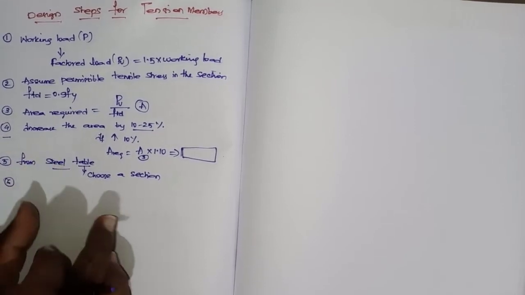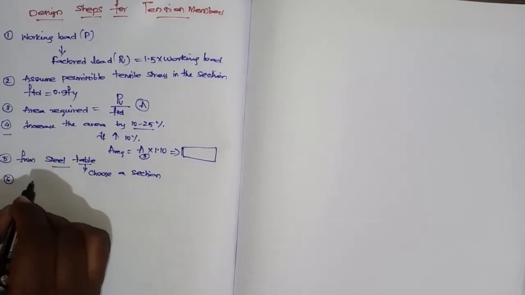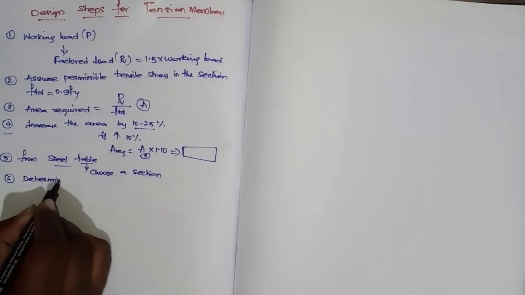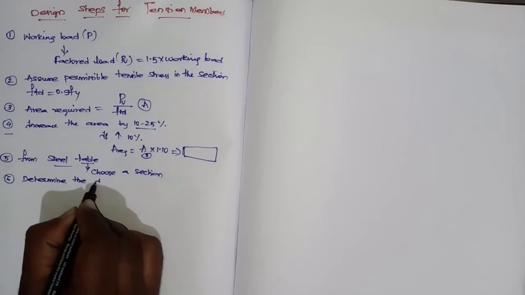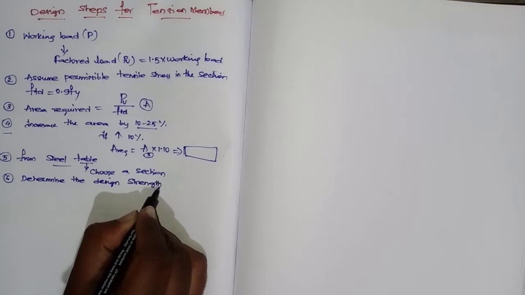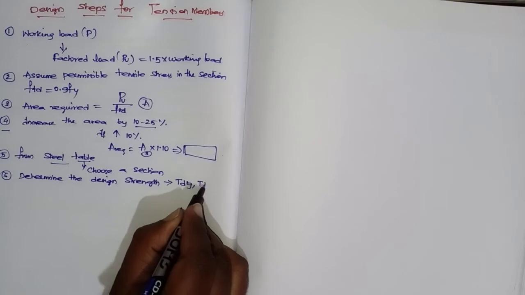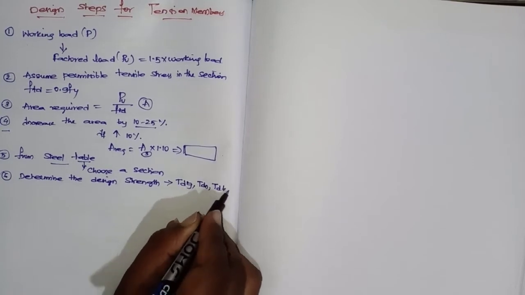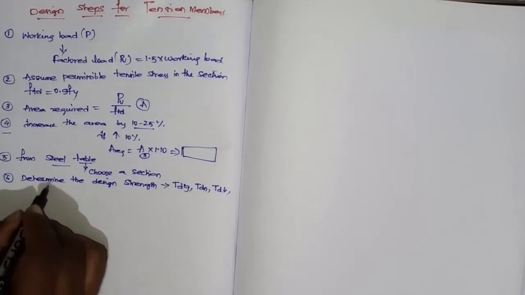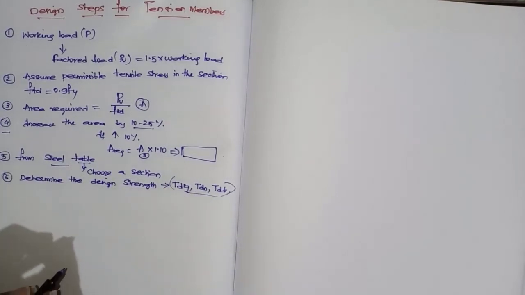After choosing the section, whatever process we did in analysis, we determine the design strengths with respect to cross section yielding, net section rupture and block shear failure. The least of these three will be the design strength of the tension member.